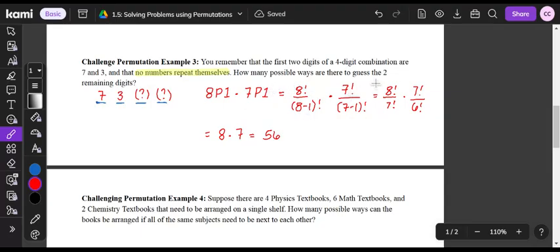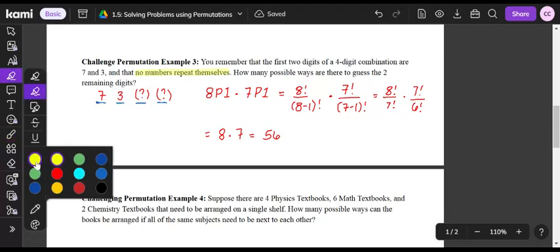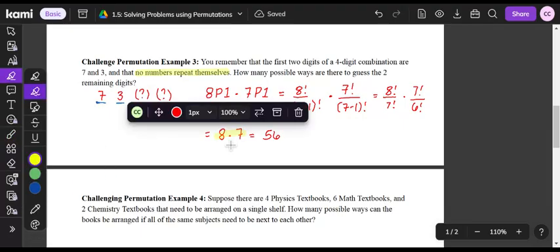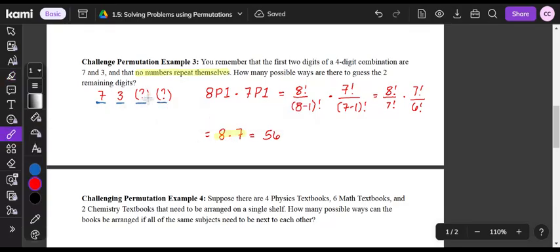I used my formula, I simplified, and it got down to 8 times 7. And once again, this is the fundamental counting principle. I have 8 choices for this first digit, and I have 7 choices for this last digit. So 8 times 7, 56. Now, even though it can be simplified using this, I want you to get in the habit of using the permutation formula just so you know how to do it.